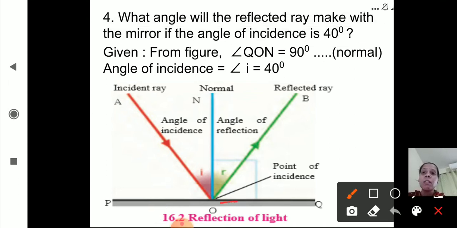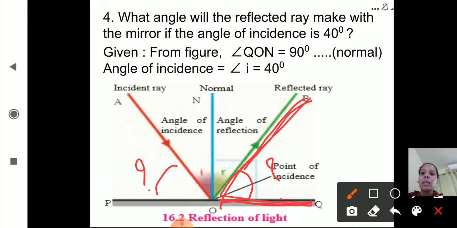See, this is the mirror and this is the reflected ray. So these angle we have to find out. Okay, in the previous question this angle was given, right, in the third one. Now here in this question these we have to find out, the angle between the reflected ray and the mirror. Okay, and which angle is given? Angle of incidence is given. This is given 40 degree.